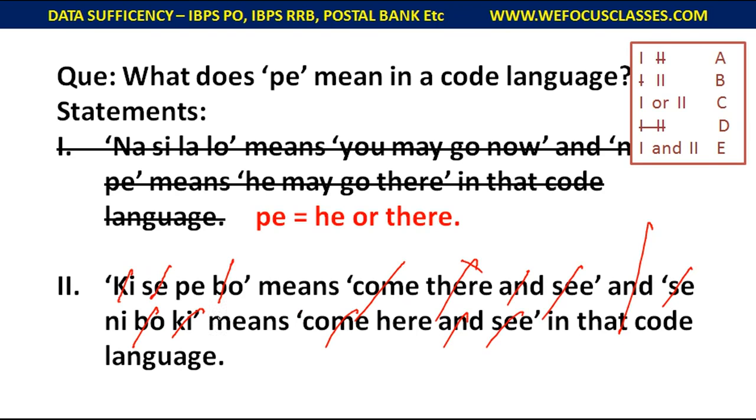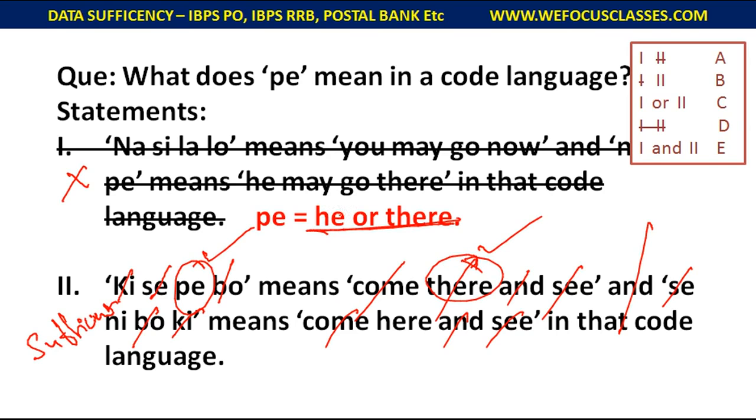So our intention is finding the value of PE. Here PE is left with, and here there is left with. So code for PE is there. In the second statement, you clearly got the code for PE, that is there. It means the second statement alone is sufficient to answer the question and the first statement is not required, because in the first statement you did not get the unique answer. So the code for PE can be he or there, but what I said is you should get a unique answer, whereas in the second statement you got a unique answer.